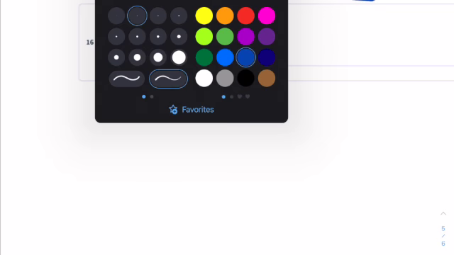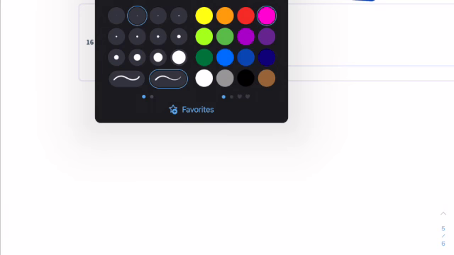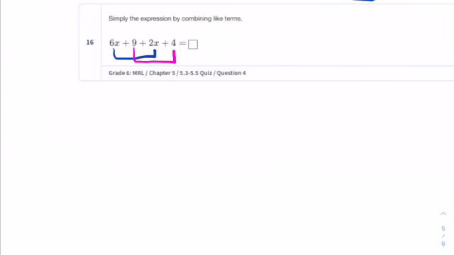Simplify the expression by combining like terms. Okay, so on this one, I have a couple of sets of like terms. So I have the 6x and the 2x that go together, and then I'll use a different color for this one. So I have the 9 and the 4 that also go together. So again, PEMDAS would tell me that I need to do the 6x and the 2x first. Well, PEMDAS would actually say that because 6x means 6 times x, so PEMDAS would tell me I need to do this first. Can't do that because I don't know what that variable is.